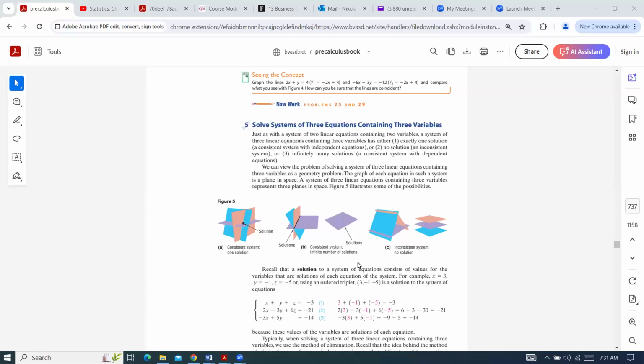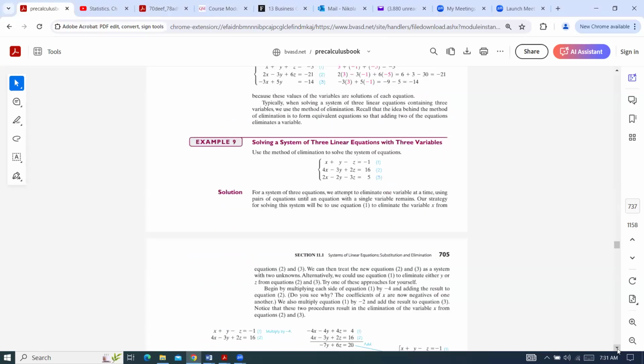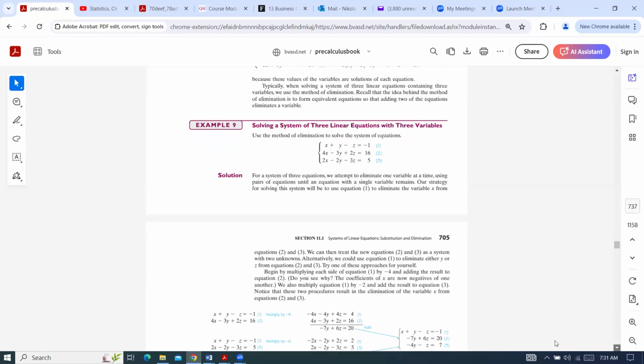So these larger systems are being solved by using analogous elimination techniques. And what we need is to get rid of some of the variables, such as x or y or z. And after we do that, our goal is to find all three of them. So you can see how they've been solved here.